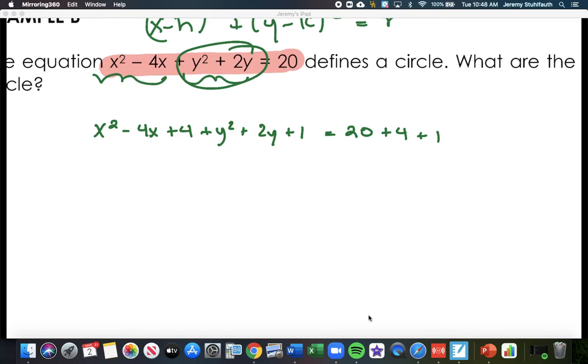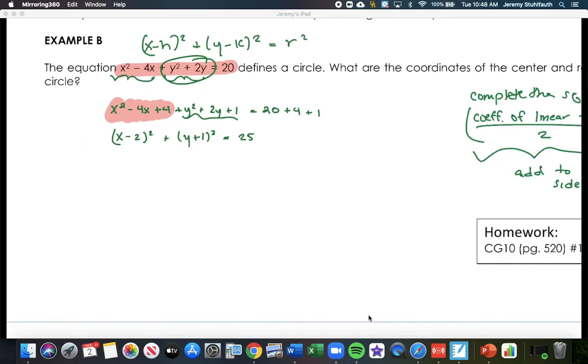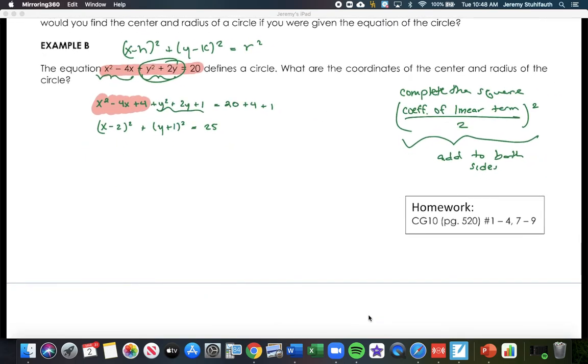So now we can factor this quadratic right here. That gives us x minus 2 squared. And then we can factor this quadratic. That gives us y plus 1 squared. And that's equal to 25. The question is, what are the coordinates of the center and the radius? The center is going to have the coordinates 2, negative 1.